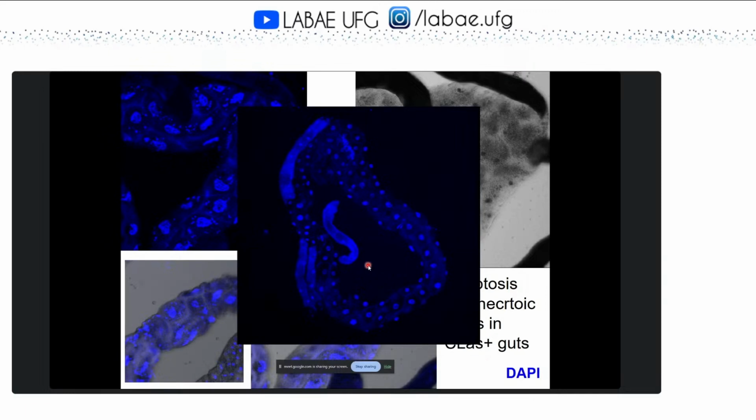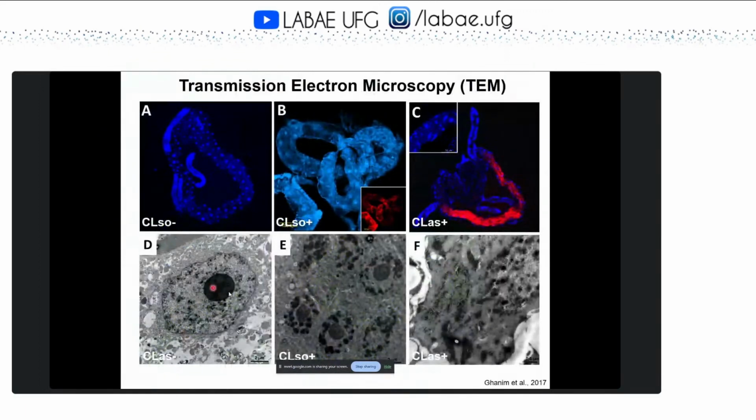You can also see the differences with transmission electron microscopy. On the left, this is a normal nucleus, and see how nice it is. But on the right, this one is infected with Liberibacter asiaticus that causes the greening. This one is a gut of the carrot psyllid in Israel, infected with the other Liberibacter species, which also causes effects on the gut cells.